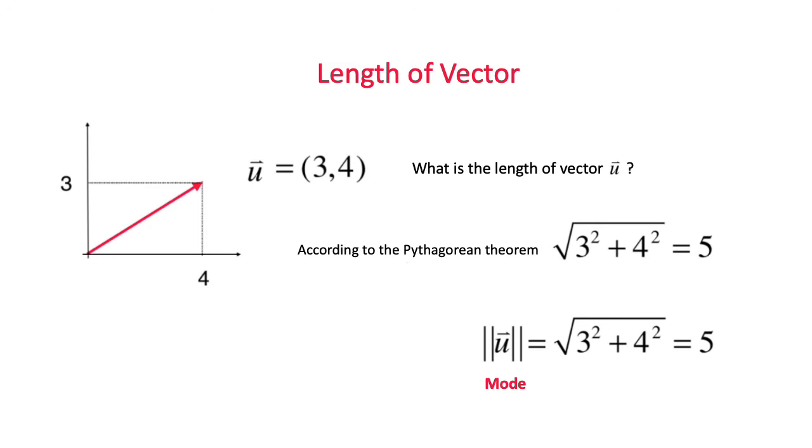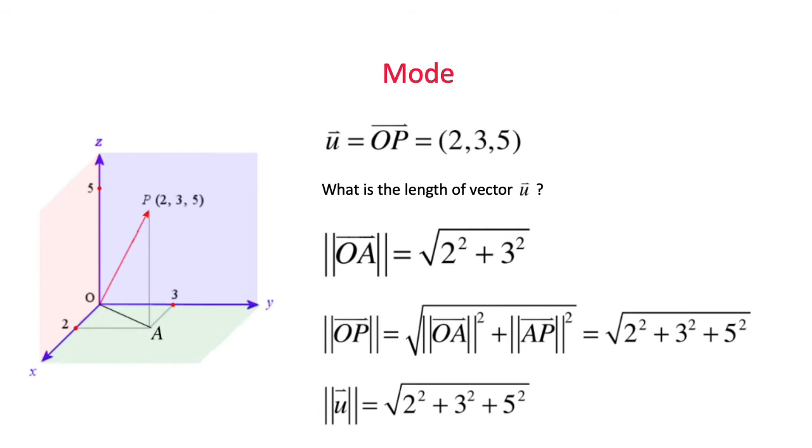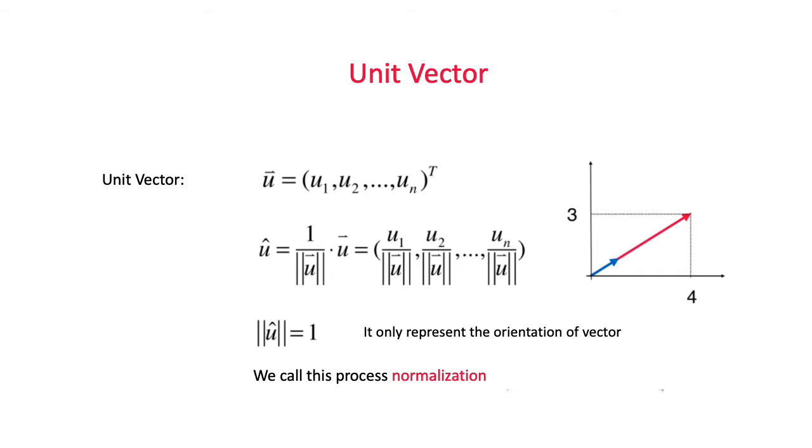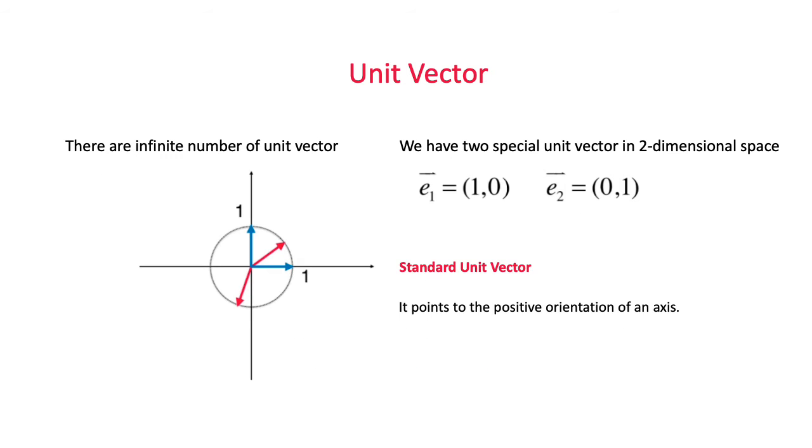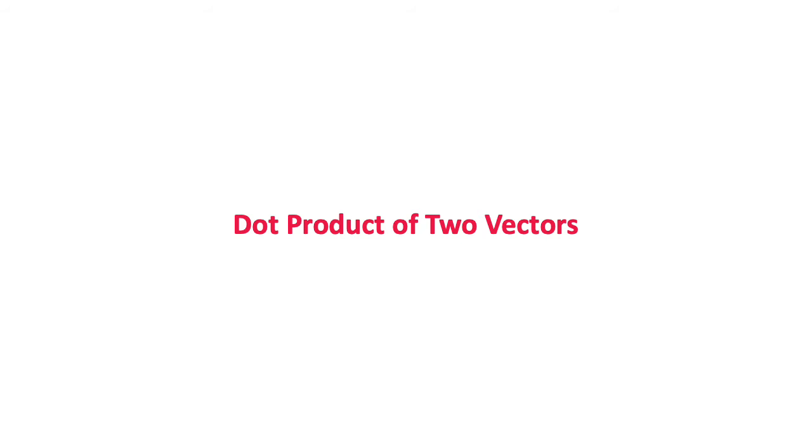Before introducing vector multiplication, I will introduce the concept of mode, which is the length of a vector, and the operation process of mode. On this basis, I will further introduce the concept of unit vector and the standard unit vector. Next is an important part of my project, that is vector multiplication, which is also known as the dot product.